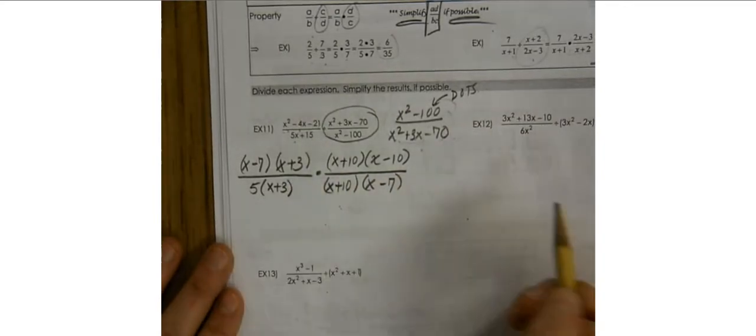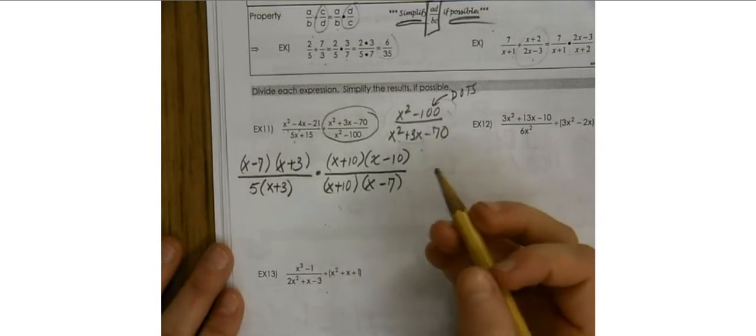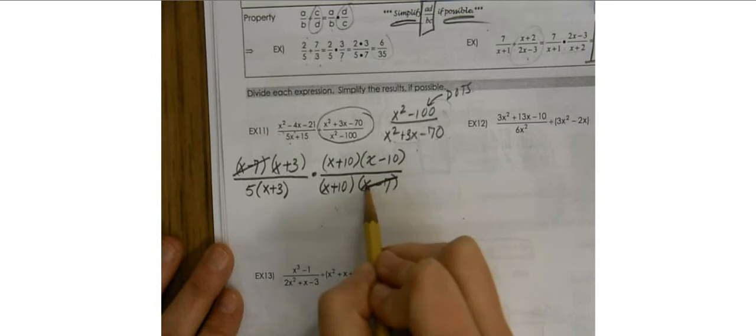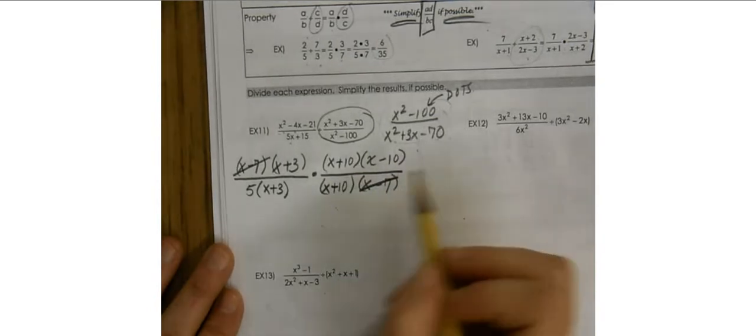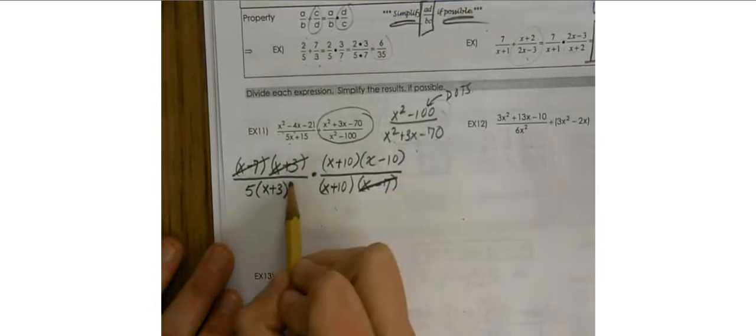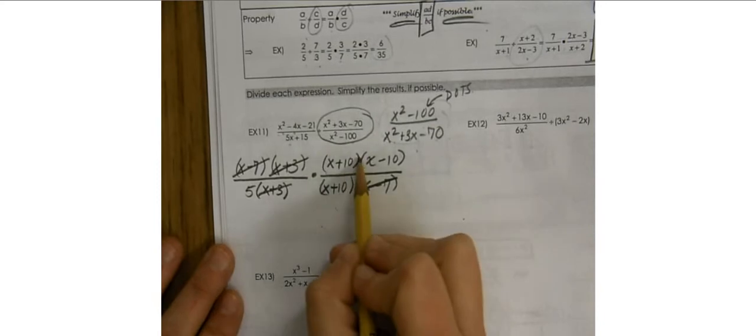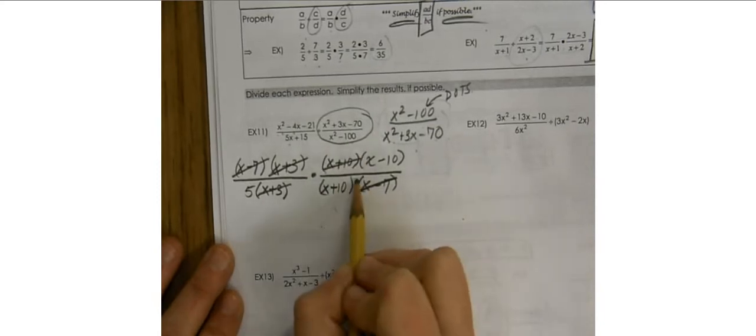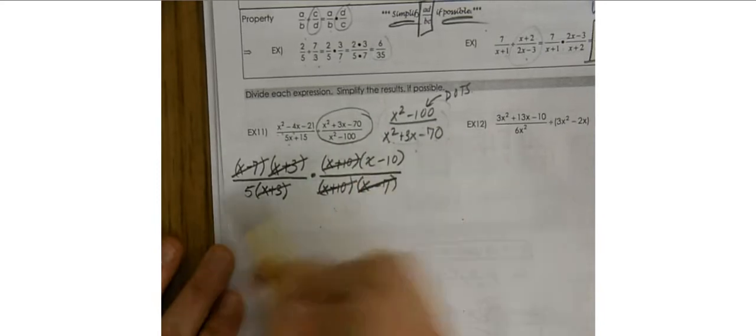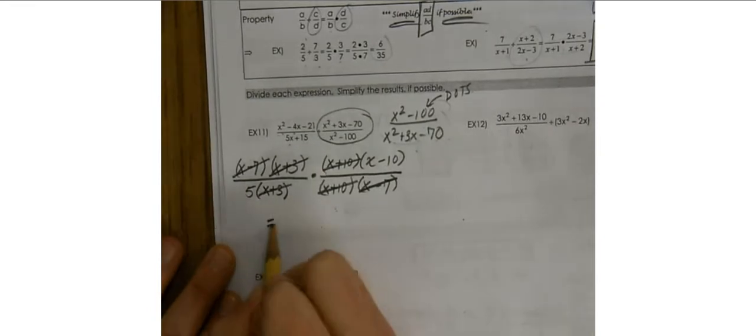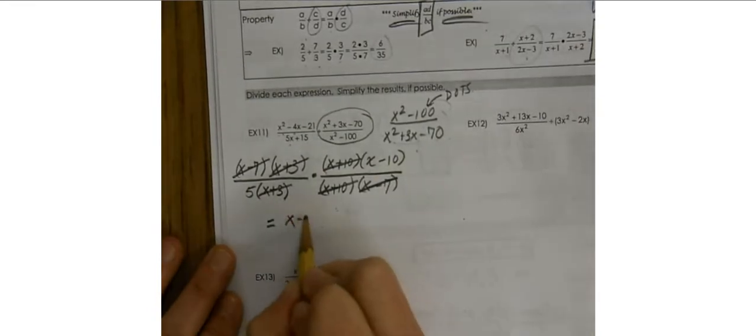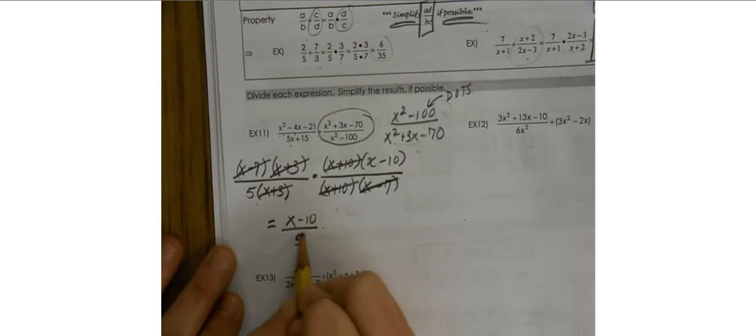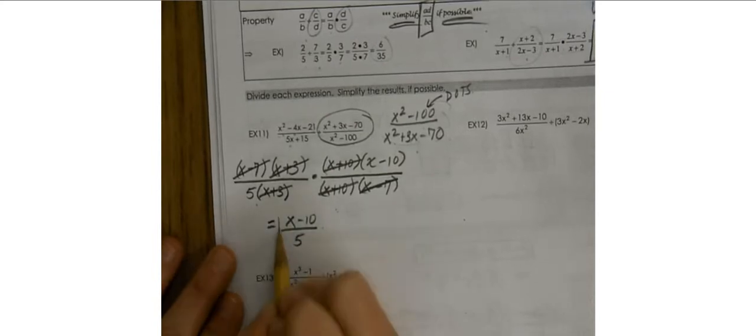So now anything that is the same in the top and the bottom, I'm going to eliminate. So I have an x minus 7 in the top, and an x minus 7 in the bottom, an x plus 3 in the top, and an x plus 3 in the bottom, an x plus 10 in the top, and an x plus 10 in the bottom, and that is it. That's all I can eliminate. So my answer is going to be an x minus 10 all over 5. That's my answer.